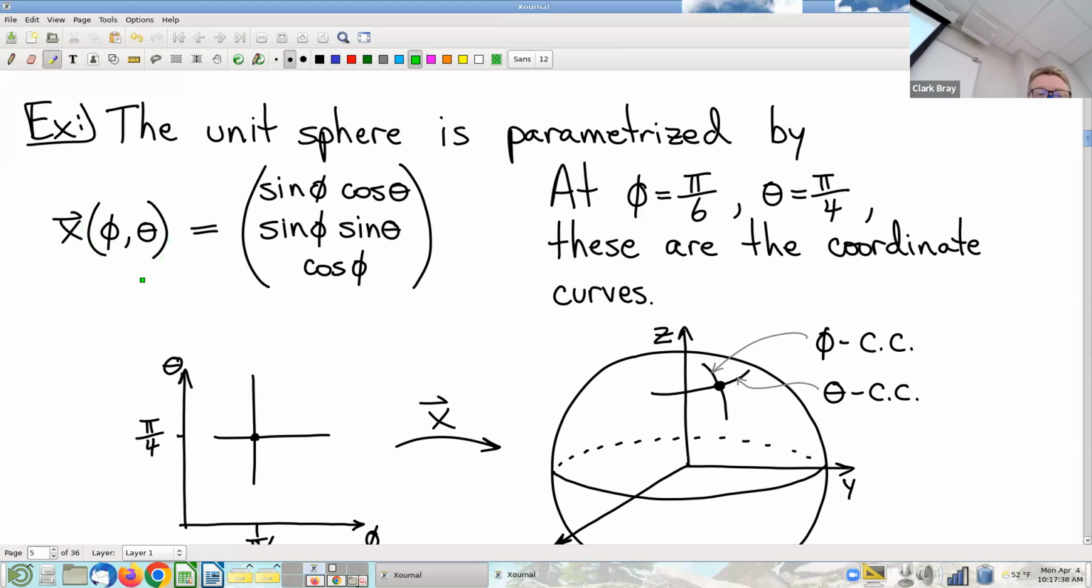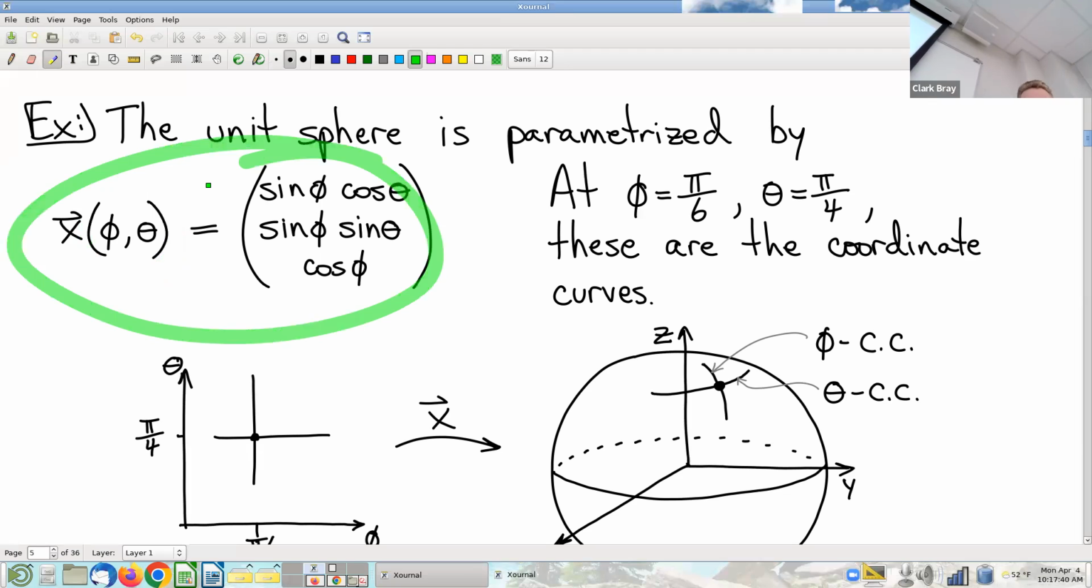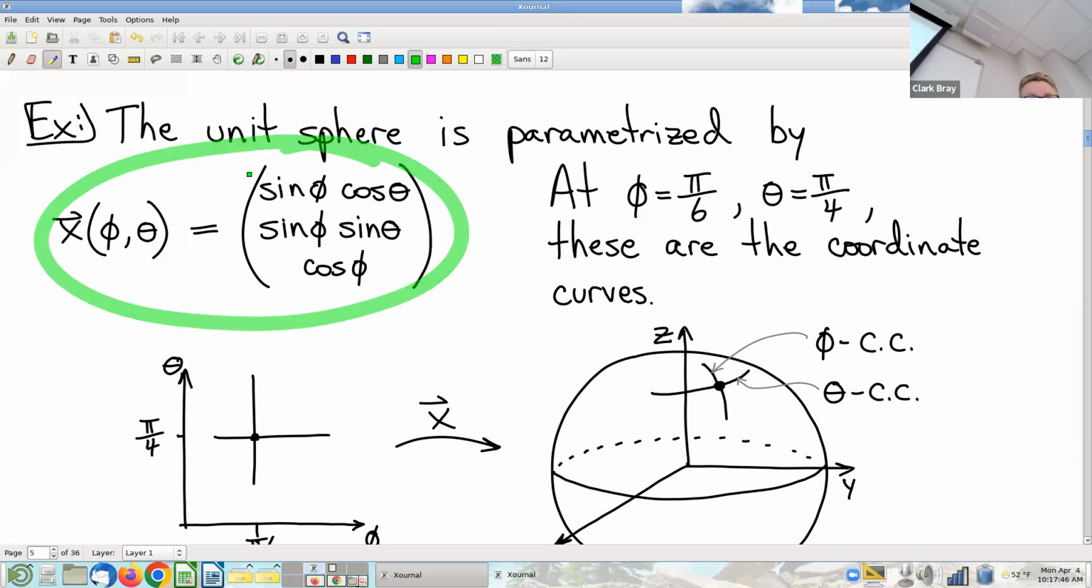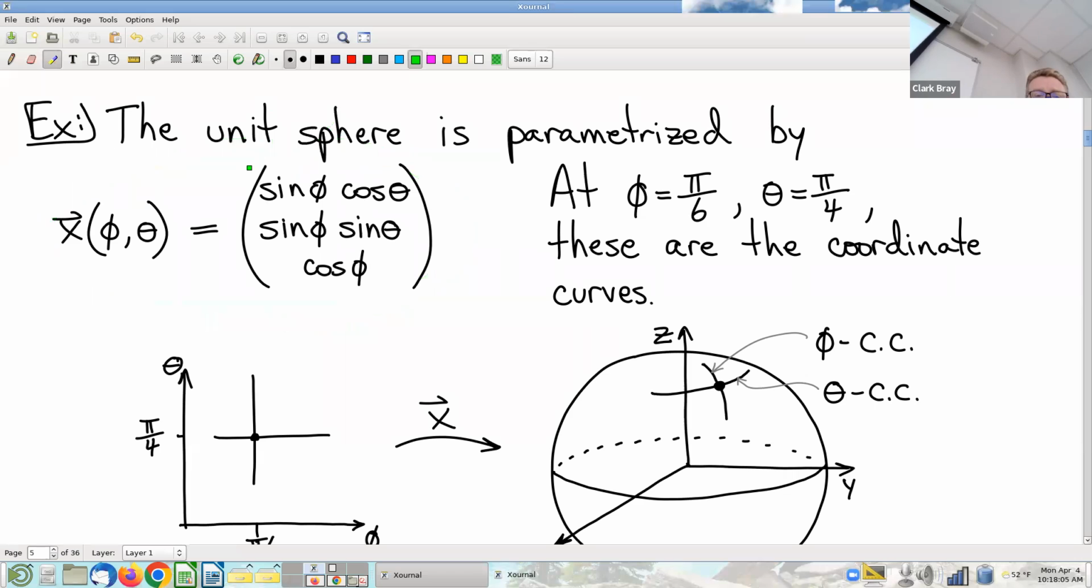Okay, so we've got position as a function of two parameters, phi and theta. We talked about this parametrization last time. This is the spherical parametrization of the sphere rho equals 1. If you just plug in rho equals 1 to the regular spherical coordinate formulas, you get this. So this gives us the unit sphere.